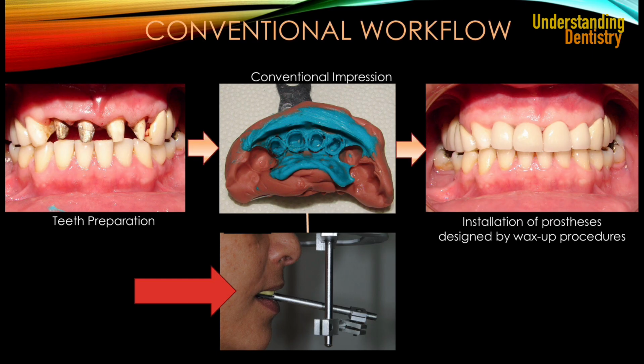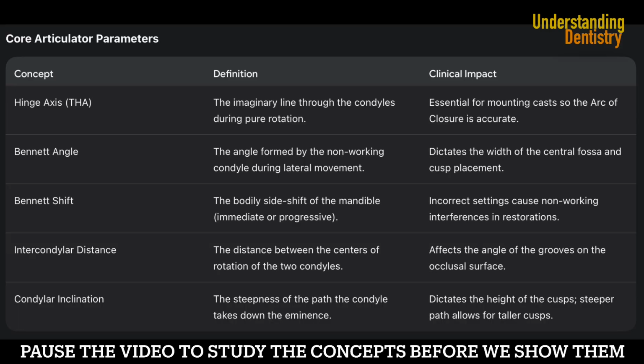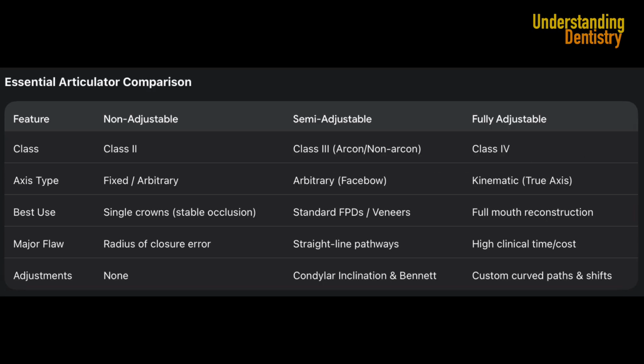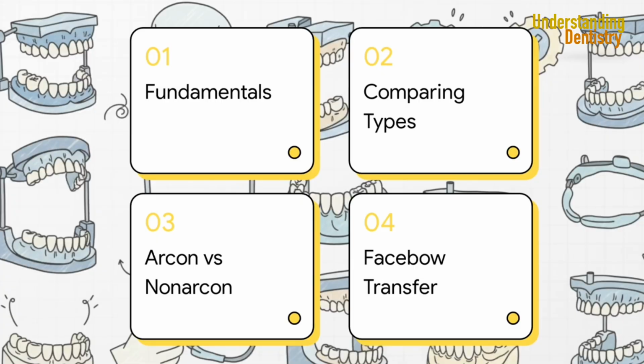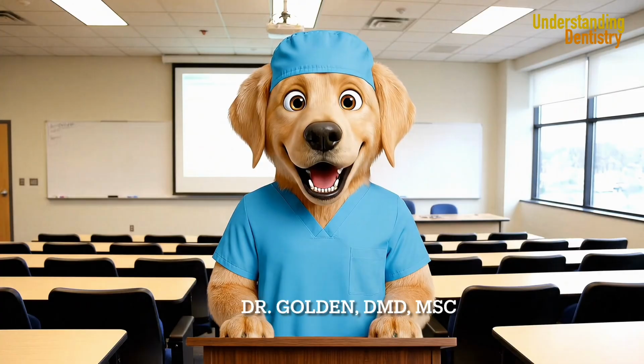the patient's natural anatomy. Here's our game plan. We'll start with the biological and mechanical baselines, then compare the different instruments available, break down their specific structural designs, and finally, look at the clinical procedure of actually bringing the patient's data onto the instrument. All right, part 1. Fundamentals of articulator mechanics.